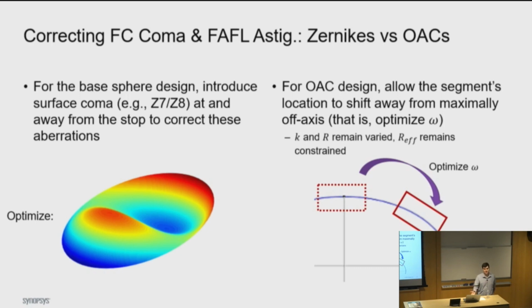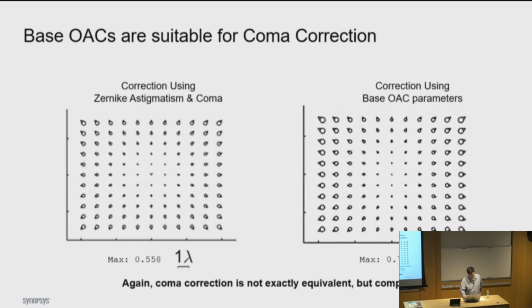things other than maximally off-axis ellipses. So in particular, we're going to optimize this omega term and allow ourselves to drift away from maximally off-axis, which is going to start introducing things like surface coma, and in that fashion get our correction. And here we can see the results after performing this optimization.